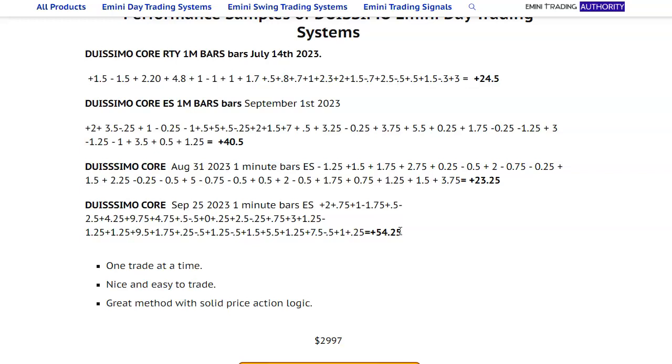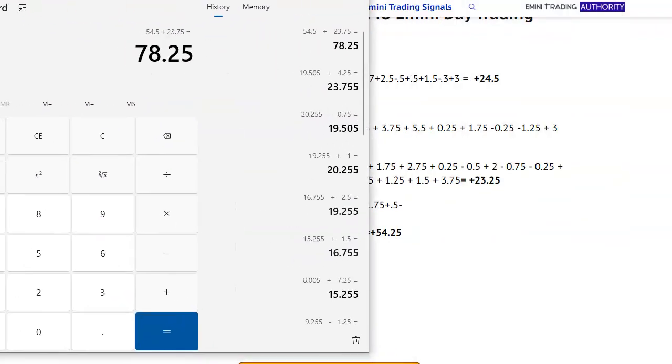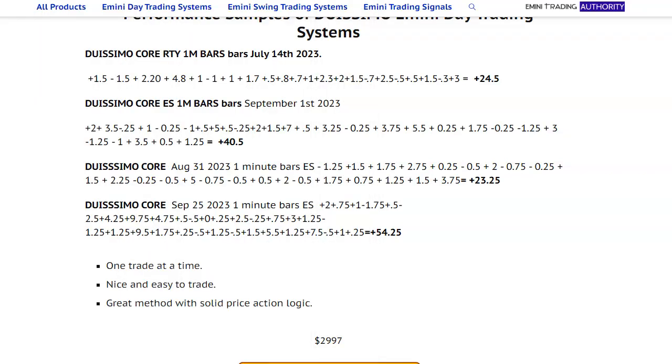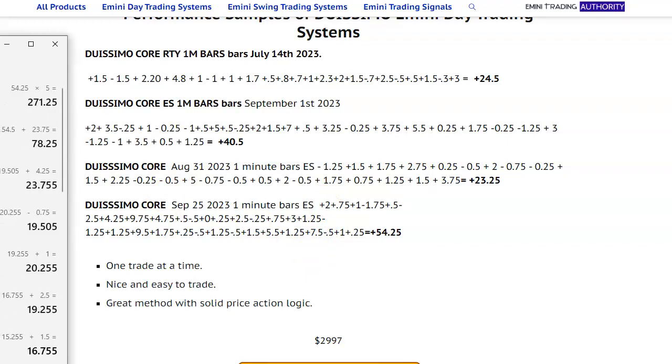If you're trading E-mini micros, you just go like this. Calculator's a little big there. 54.25 times 5. So $271 on an E-mini micro account. Let's say you started off with $100, which is a little bit, if you're going to make some mistakes, you're a little bit on the edge there. But you could. And so if you made $271 on $100 for your first day of trading, that's pretty good, right?